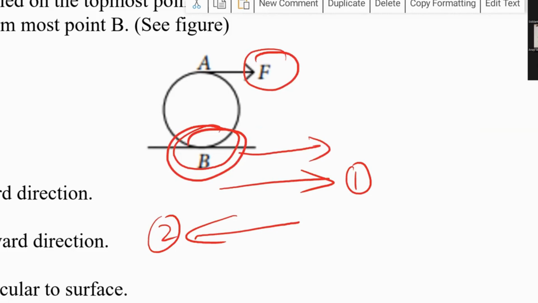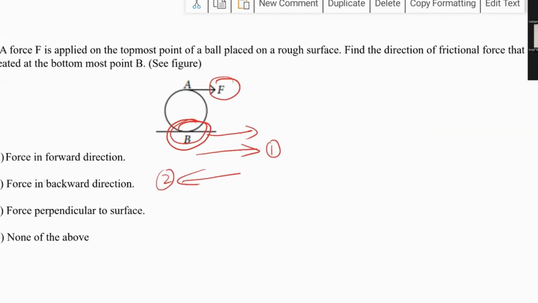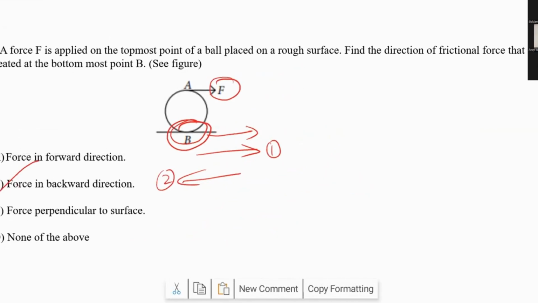Because frictional force always acts opposite to the direction of motion. So if force is applied on the ball in forward direction, then will the frictional force also act in the forward direction, or will it act in the backward direction? Backward direction. Yes. So the answer is B.